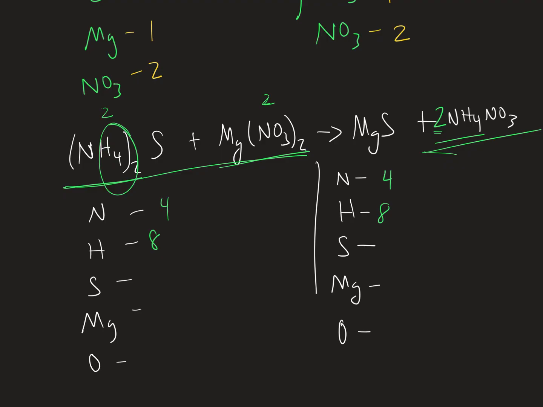And now we got to do sulfur next, maybe. We have 1 on each side. Magnesium, we have 1 on each side. Oxygen, we have 6 on this side. And how many over here? 6.